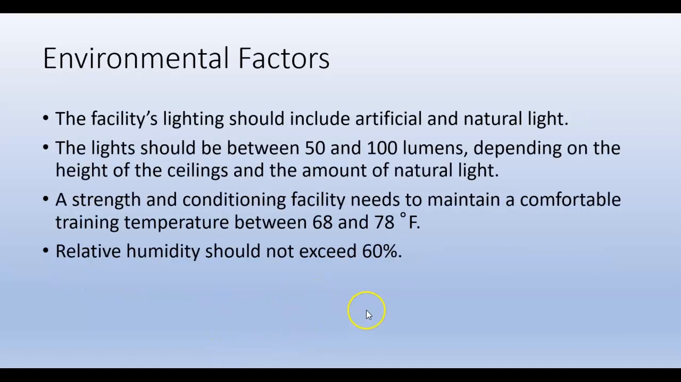Okay. So the last thing before we head into the next section of this lecture and the next video will be the environmental factors. The facility's lighting should include artificial and natural light. The light should be between 50 and 100 lumens, depending on the height of the ceiling. The facility needs to maintain a comfortable temperature between 68 and 78 degrees Fahrenheit. Relative humidity should not exceed 60%.